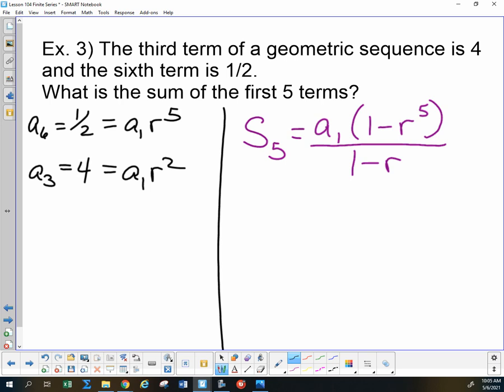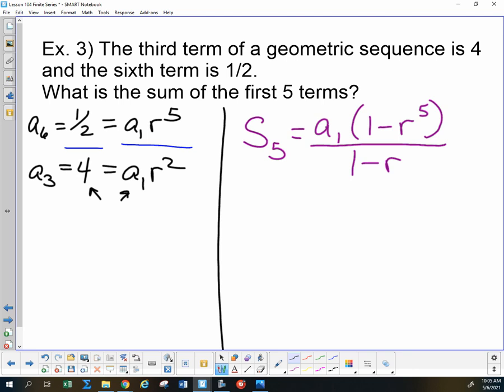Can I take my top equation? Is it okay if I divide both sides by the same thing? If I have an equation, can I divide both sides by the same thing? You better be saying yes. We can add the same thing to both sides, subtract the same things, multiply, divide, as long as we do the same thing on both sides. So, 4 and a1r squared are the same thing, right? And they're not 0 if it equals 4, because 0 is the one thing I can't divide by. So I am going to take my top equation and divide both sides by 4.